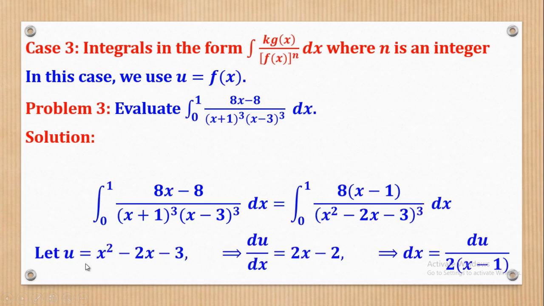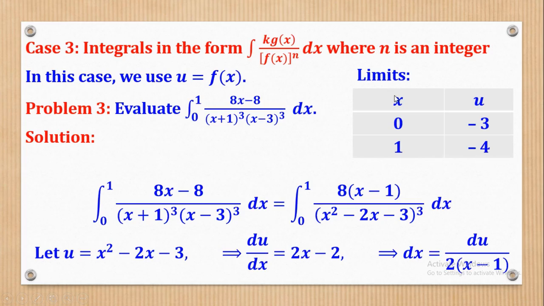So with that, I realize that this power is an integer, therefore my u will only be this f(x) which is inside the bracket. So I say let u be equal to x squared minus 2x minus 3. When I differentiate, I'll come up with du/dx equal to 2x minus 2. And when I make dx the subject, I'll come up with dx being equal to du over 2(x minus 1).